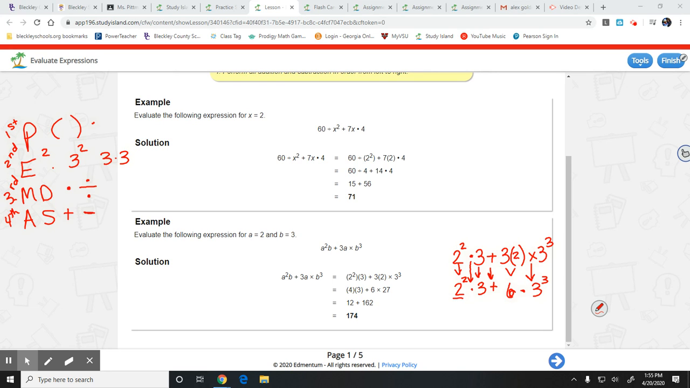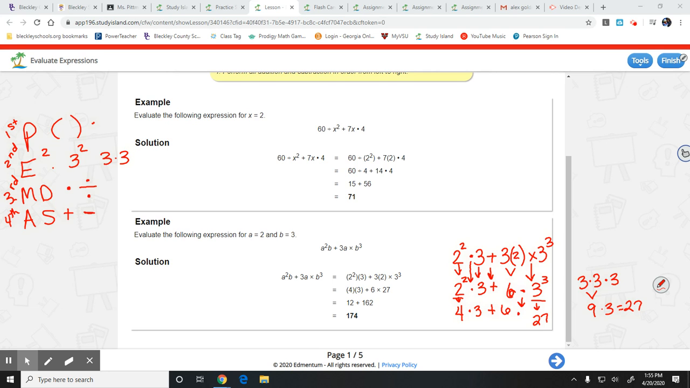So I have 2 exponents here. I have 2 squared and 3 cubed. So 2 squared means 2 times 2, which is 4, okay? So I'm bringing my answer for that down. And 3 cubed, that's going to be 3 times 3 times 3. So 3 times 3 is 9, times 3 more gives me 27. So I'm going to bring my answer down here, 27. I'm going to bring everything else down just the way it is. So now I have 4 times 3 plus 6, bring down my multiplication sign, times 27.